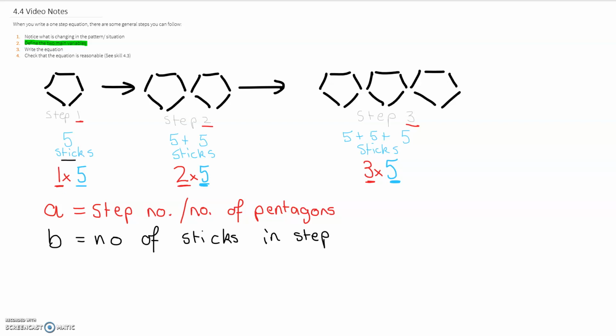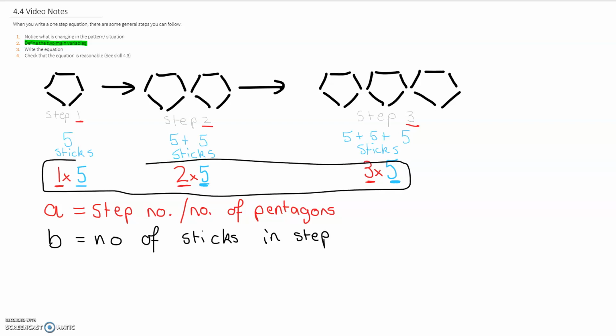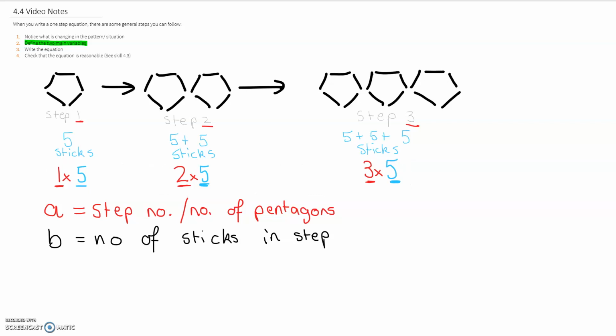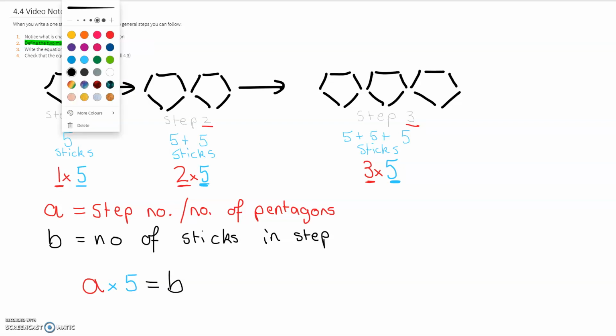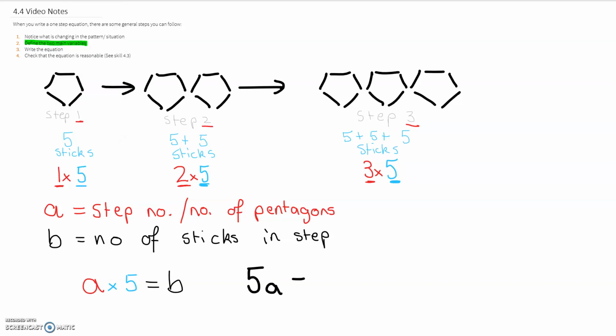And we can see in these parts here that we're always doing A times 5. So let's write that. So we're saying A times 5, and that gives us the total number of sticks. So that equals B. And we can obviously rewrite this without as much writing. We could write it like 5A equals B. These two are interchangeable. This is the quicker way of writing it though.